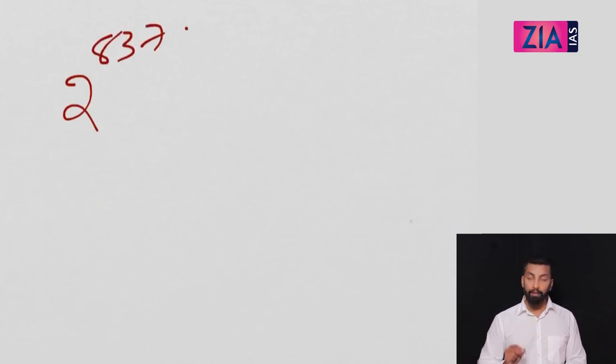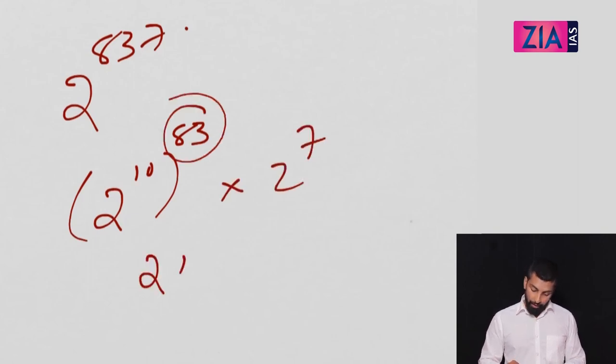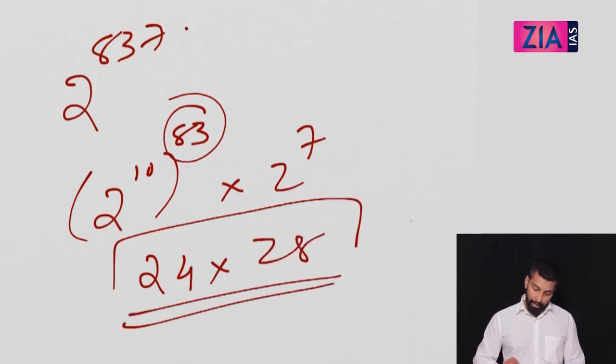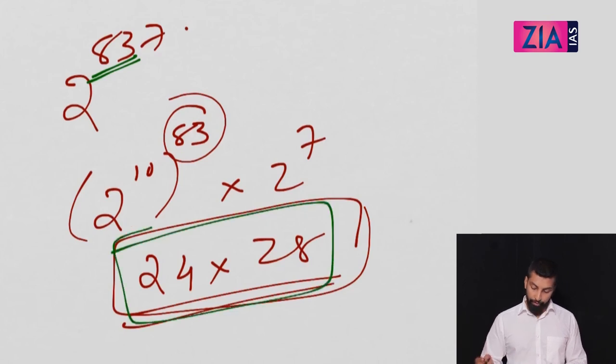Okay. So what about 2 raised to 837? See, this is 2 raised to 10 raised to 83 into 2 raised to 7. This is an odd number. So 24, and 2 raised to 7 is 128. So 28, this you need to manually multiply. So in case of an odd number here, you need to do this multiplication, 24 into 28.